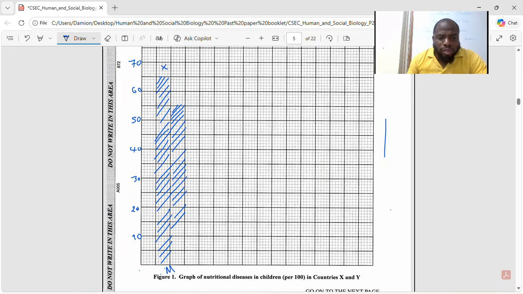You might be wondering, I'm going to be doing another zigzag line just to differentiate that of country Y. So this would be for country Y, and this is for marasmus. The kwashiorkor, for K, for X it would have been 70. So that's all the way up here.